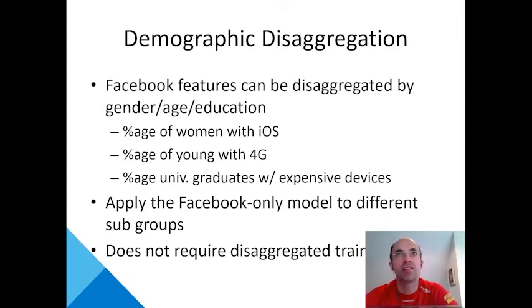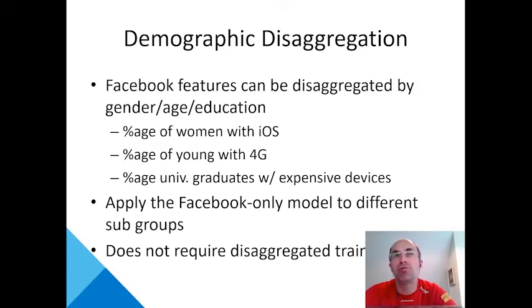But one of the things you can do with these Facebook advertising audiences that you can't do as easily with satellite imagery is build models for demographically disaggregated wealth estimates. How does this work? We have a model that's trained in a non-disaggregated manner. What you saw so far is just the wealth index at a household level, but then we apply the same model just to women or just to young people, etc.